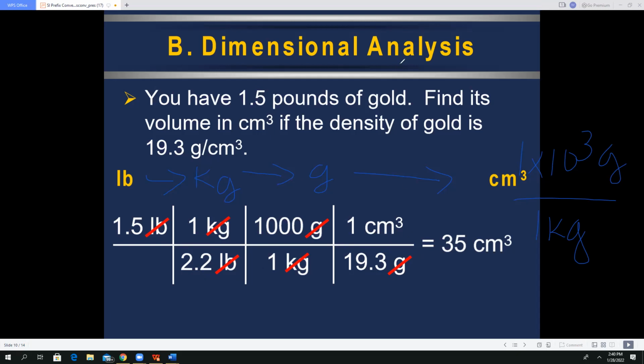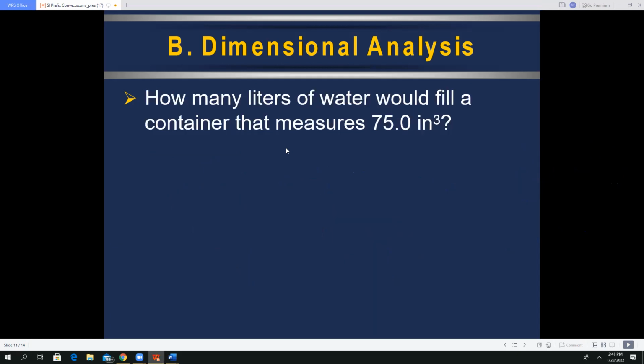All right, let's clear these. And let's go to another one. Okay, how many liters of water would fill a container that measures 75.0 cubic inches? Here's a question, very good question. Right, so we're going from cubic inches, right, to liters, because obviously we know the number of cubic inches, but we have no idea how many liters. So that's our question. Right, so cubic inches.